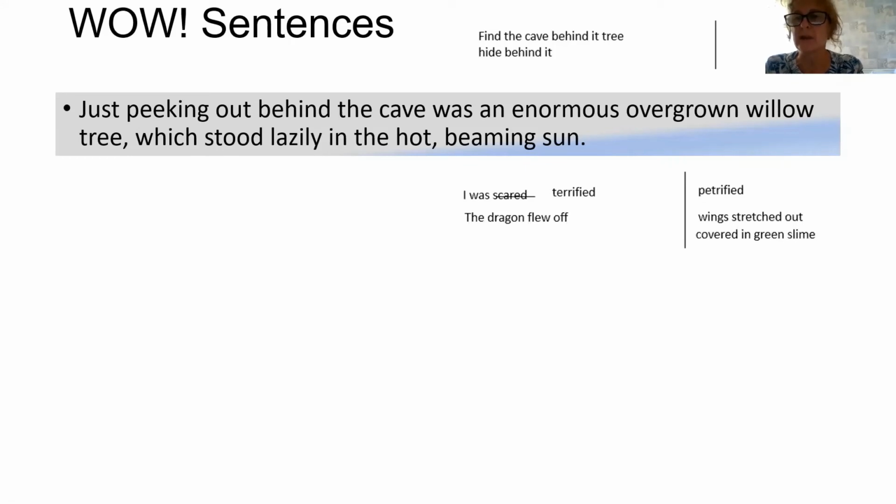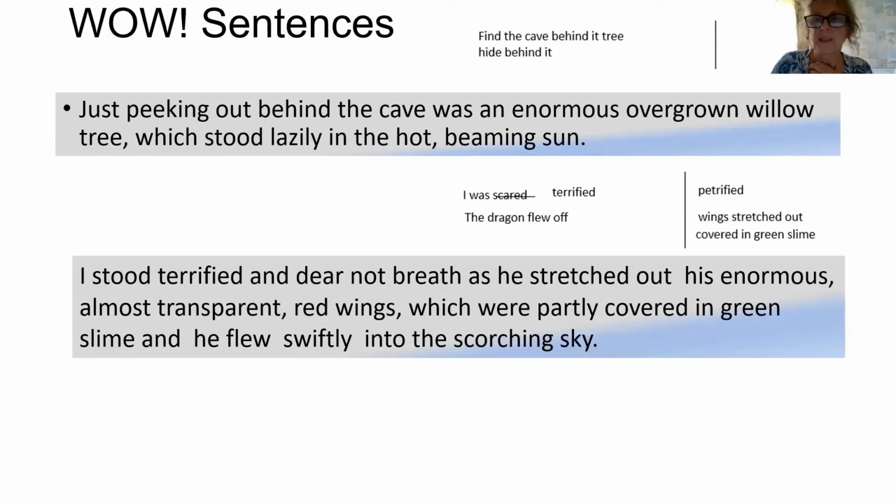Wow, there's lots to remember then. I'm going to have to keep rehearsing it until I get it right. I stood terrified and dare not breathe as he stretched out his enormous, almost transparent red wings, which were partly covered in green slime, and flew off into the scorching sky. So if you've got one and you think, well, that's really good, then you need to write it down. When you think you've got it right, but remember, rehearse it till you get it right. The more you rehearse, the better it will come.